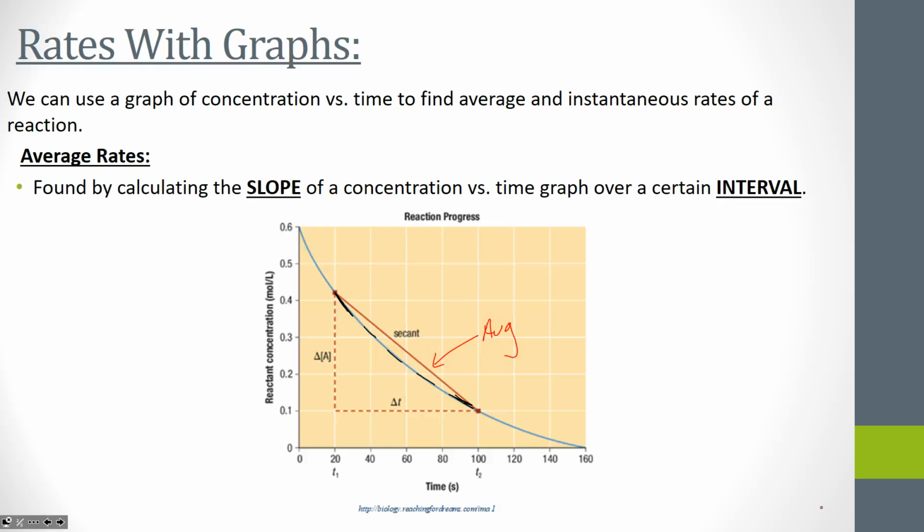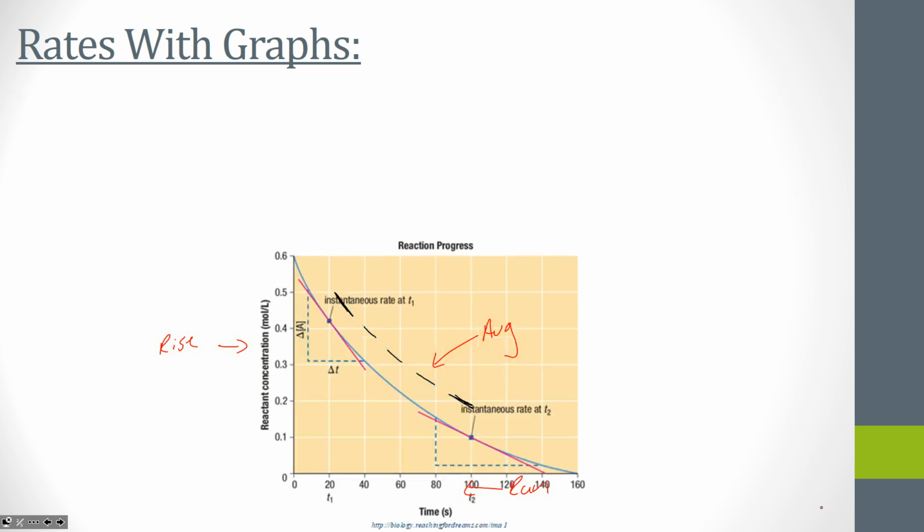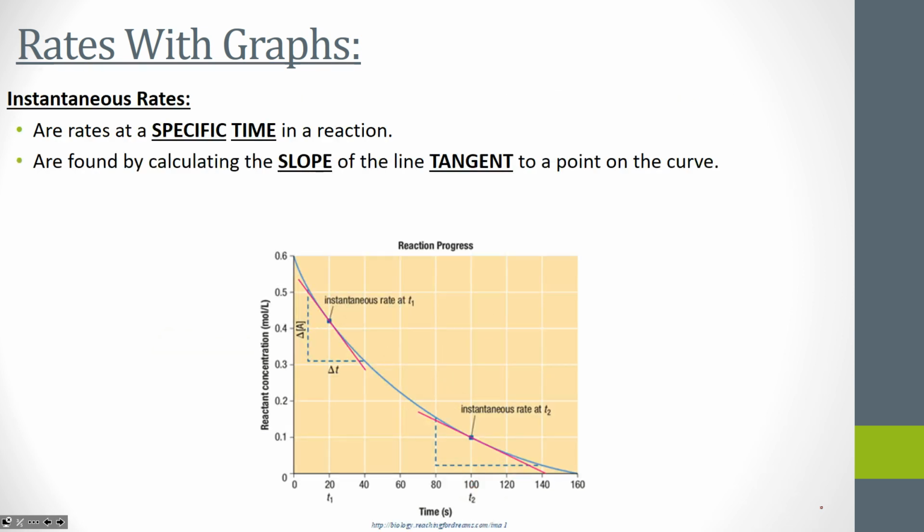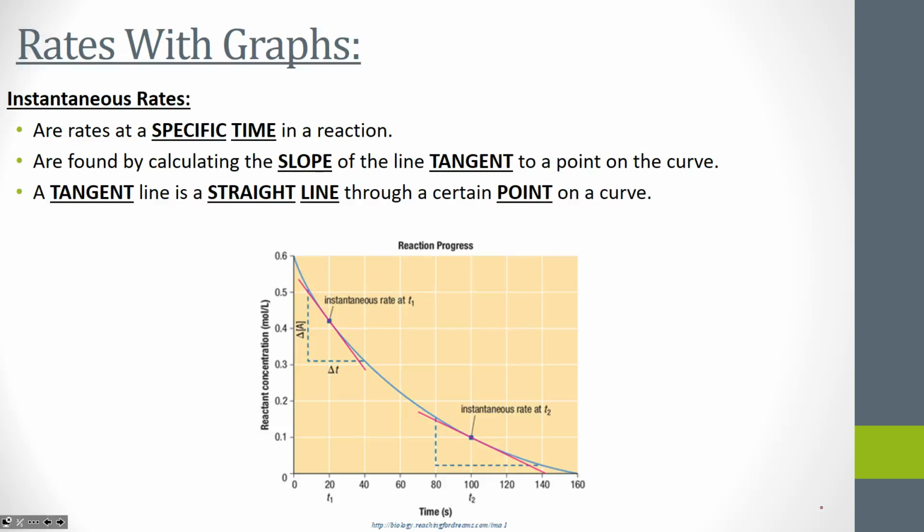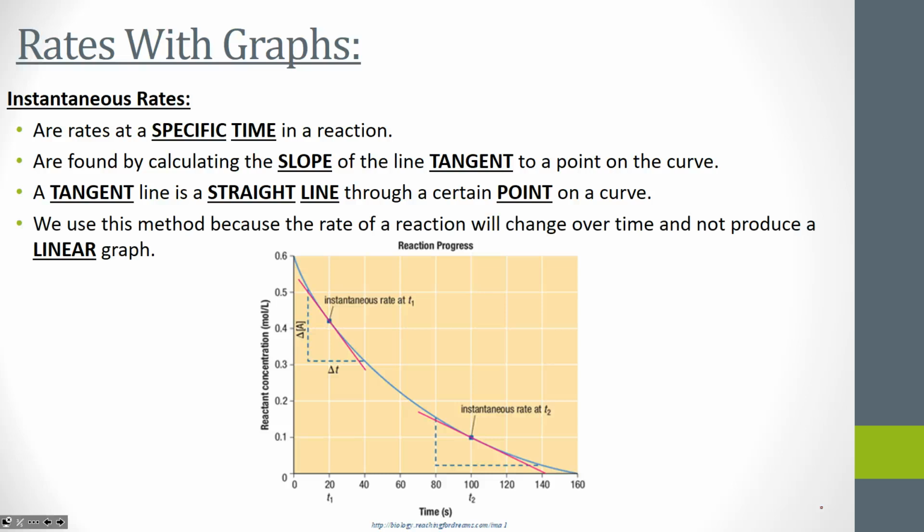And again, how we find that is just finding the slope of that line, which is your rise, our change in concentration, and our run, which is our change in time. Now, to find the instantaneous rate at a specific time, we have to find the slope of something called a tangent line. A tangent line is a straight line through a specific point on the curve. We use this method because the rate of reaction changes over time, and you can't find the slope of a single point. To find slope, you actually need 2 points to find out how steep they are.